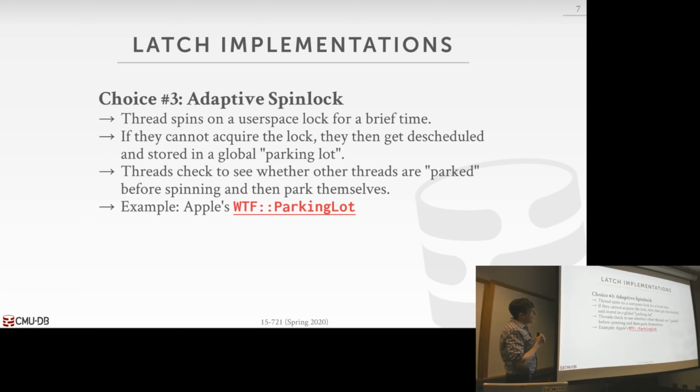Going back to this real quickly, the other thing to point out is that with the OS blocking mutex, when you allocate the mutex, it allocates the user space one and the OS lock. In this case, you don't actually allocate the OS lock until you actually need to block on it, until you get put into the parking lot. In Apple's case for WebKit, they wanted this because I think they require a latch for every single JavaScript object that gets instantiated in the JavaScript runtime. And so in their world, they have a lot of latches.